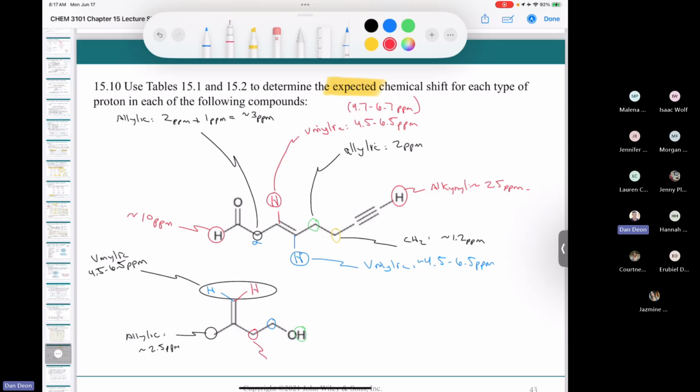So if I put an arrow to these, these ones are allylic. There's no doubt about that. Allylic, which would be 2 parts per million. Did I put 2.5 there when I meant to put 2? Sorry, my mistake. So allylic protons, again, around 2 parts per million, not 2.5. So going back to the ones in red, the chemical shift, 2 parts per million.